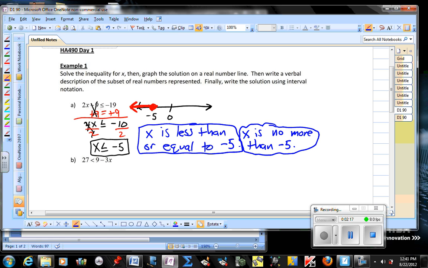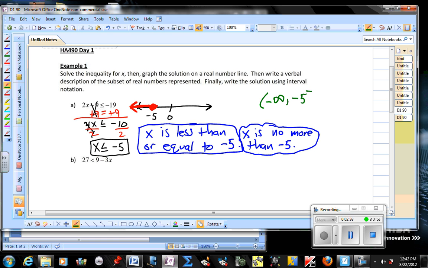Last but not least, we need to write interval notation. So we're going to take a look, and you can see in the graph we're going off to the left towards negative infinity. So we use open interval notation for negative infinity, so we can never include the point negative infinity. And the right side endpoint is negative 5.